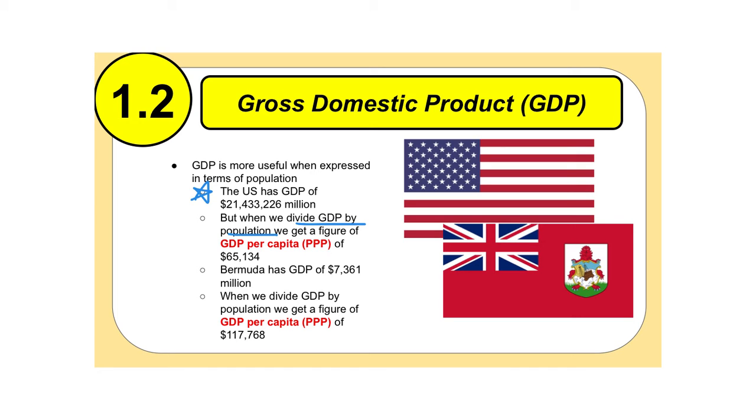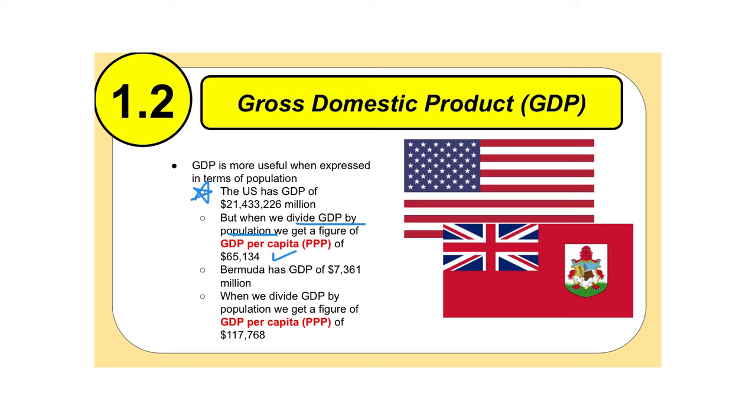is $65,134. So that means on average, everybody in this country should be making $65,134. We all know that's not actually the case, but our country, based on that, if everything was divided evenly, would roughly be that.